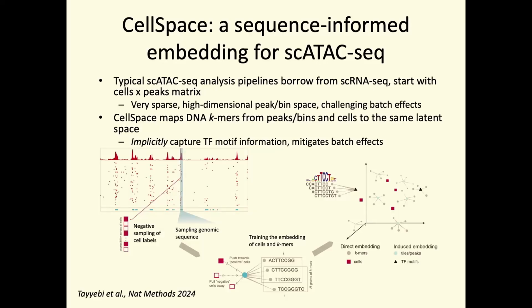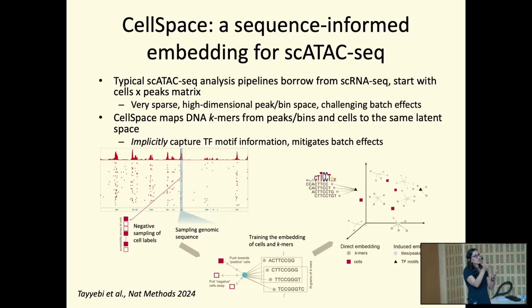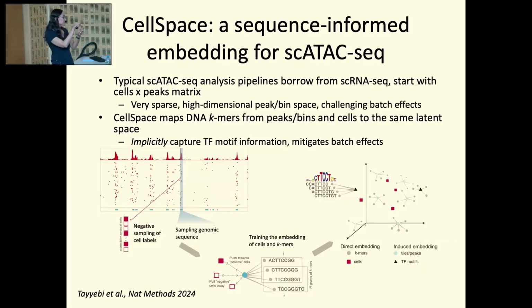Okay, and there are actually complex batch effects. So we thought that if we use the actual sequence information that's in accessible sites, we could mitigate batch effects and get a better, more intrinsic representation, okay? Because the sequence information contains information about motifs that transcription factors recognize.